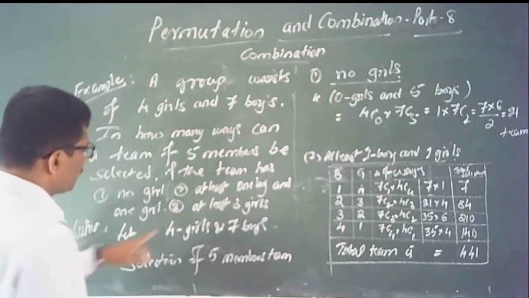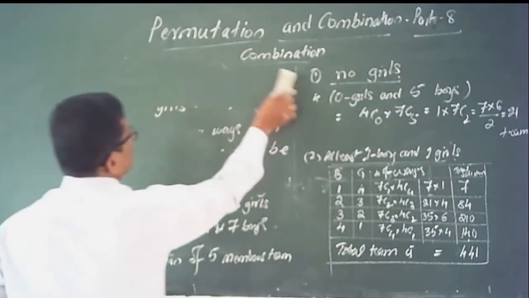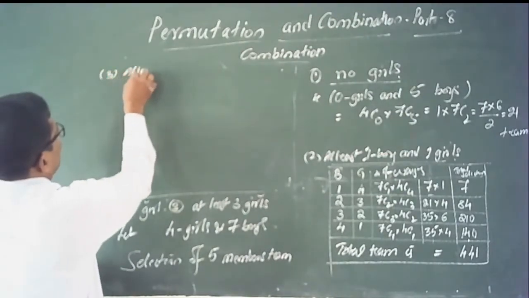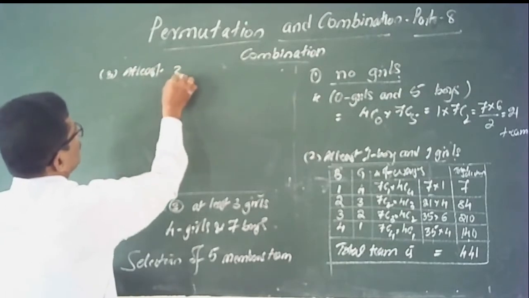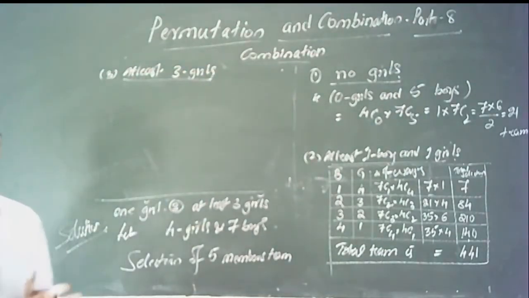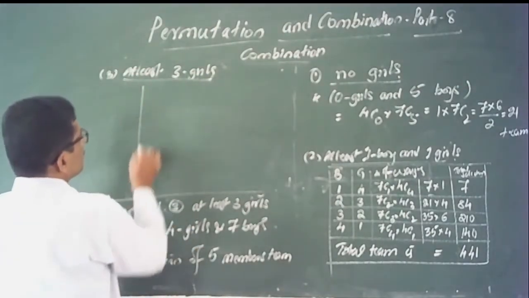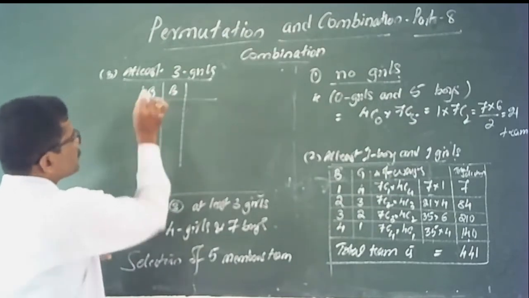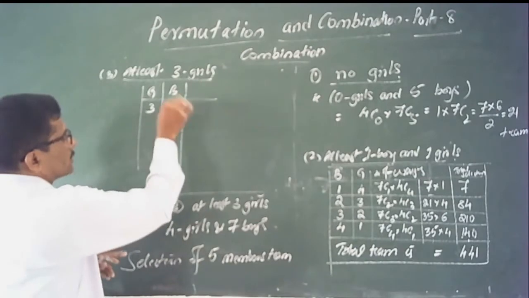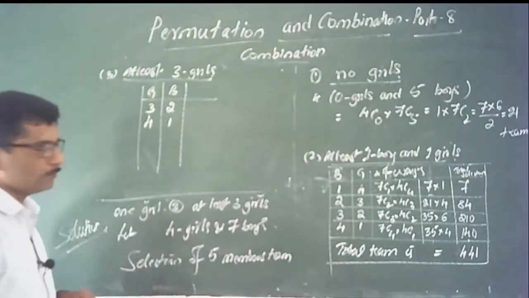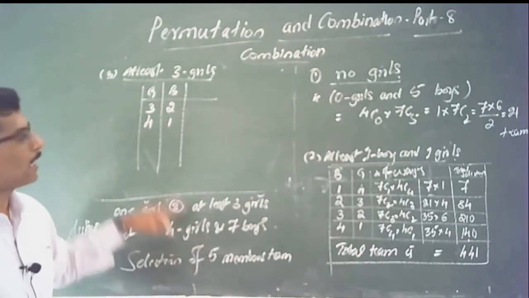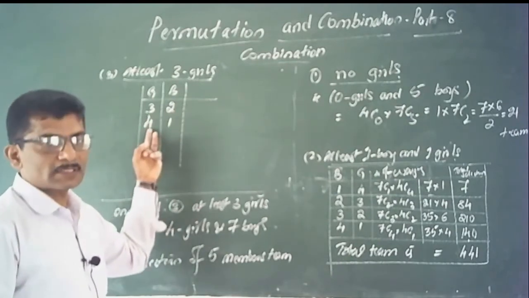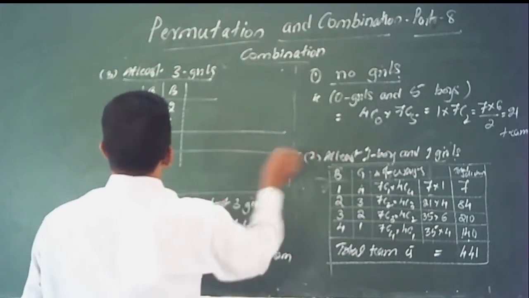Suppose the third one is given that at least 3 girls. The condition is here at least 3 girls means you can say that this one is the boys and girls. Here first you can take girls and boys. At least 3 girls, the selection of 5 members, therefore 2 boys and 3 girls, or 4 girls and 1 boy. The maximum number of girls is 4, either 3 or 4. Suppose you take 3 girls, then you select the 2 boys out of 7, and 4 girls, then only selecting 1 boy. That one is the at least 3 girls problem.